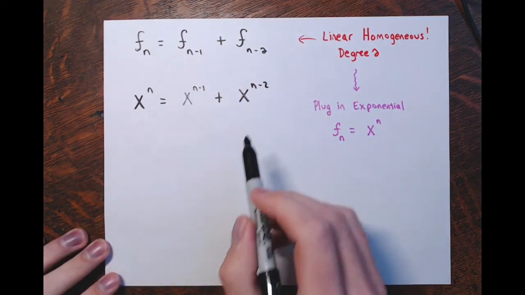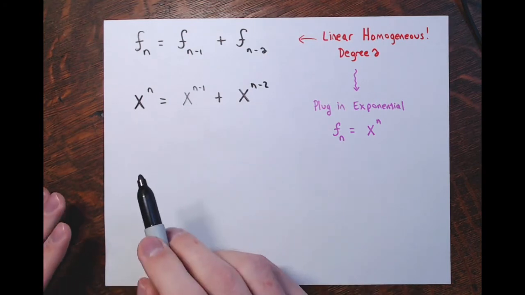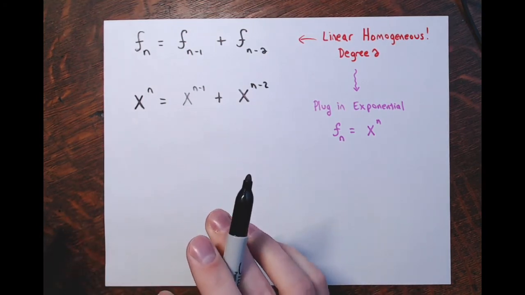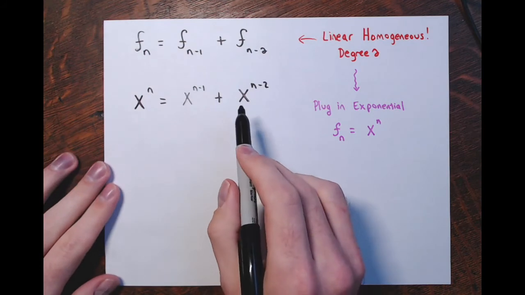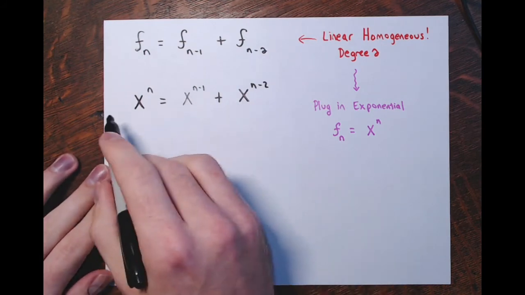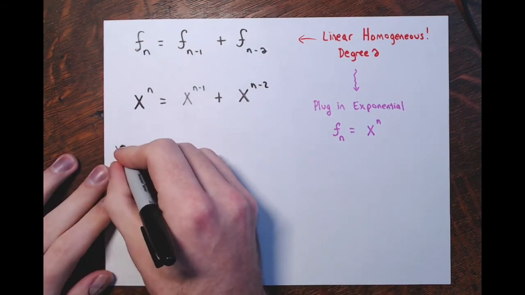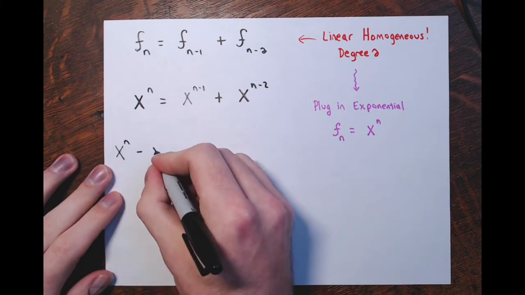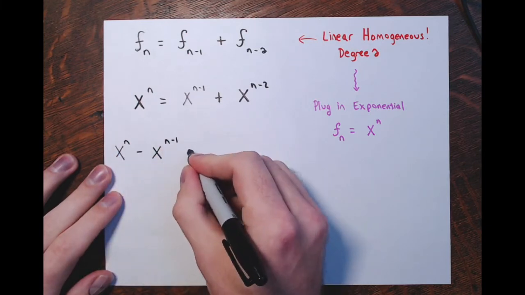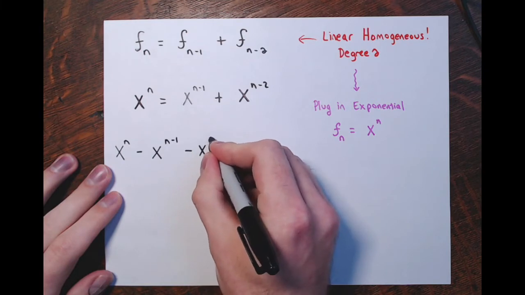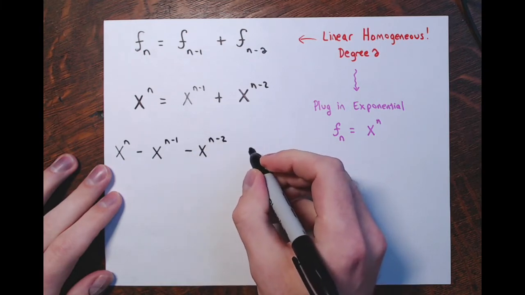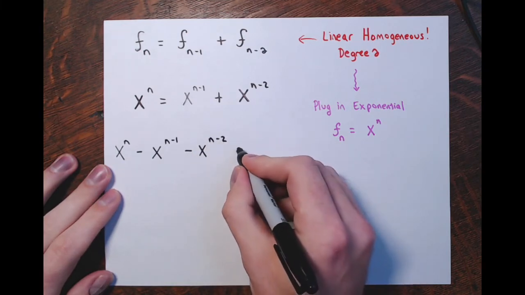And then we solve this for x. Now, what I'm going to do is put it in a standard form for a polynomial equation. So I could take everything to one side. You have x to the n minus x to the n minus 1 minus x to the n minus 2 equals 0.